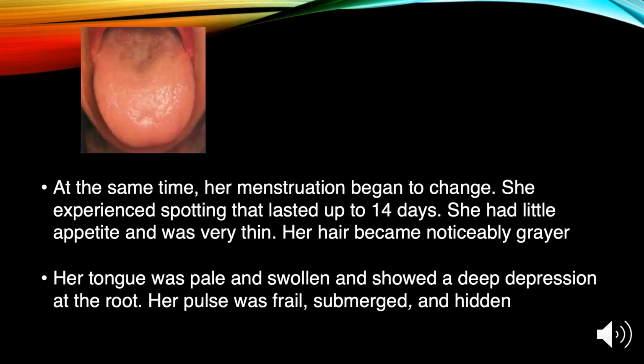At the same time, her menstruation began to change. She experienced spotting that lasted up to 14 days. She had little appetite and was very thin. Her hair became noticeably grayer. Her tongue was pale and swollen and showed a deep depression of the root. Her pulse was frail, submerged, and hidden.